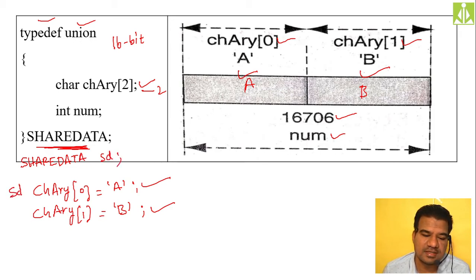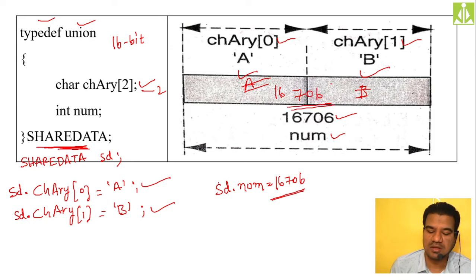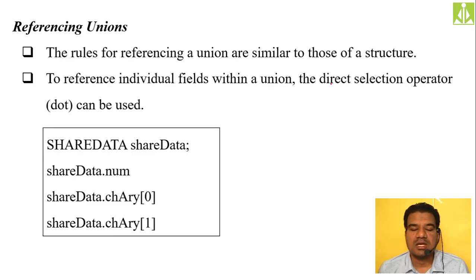Now using this SD, I can initialize this array with SD dot, direct selection. Now if I initialize the numerical value, how can I do that? SD dot num is equal to 16,706. Then this 16,706 replaces both A and B, and will consume this entire 2 bytes of memory.